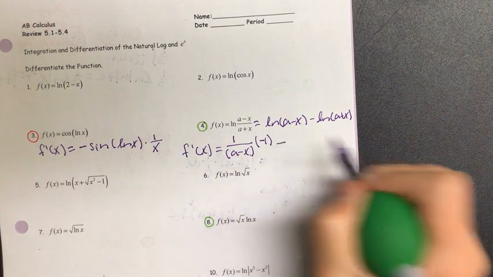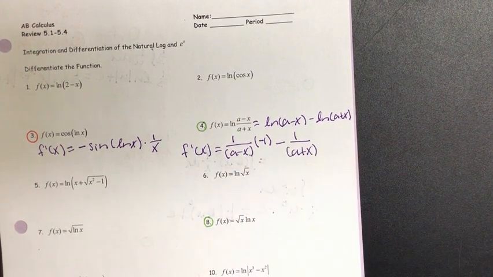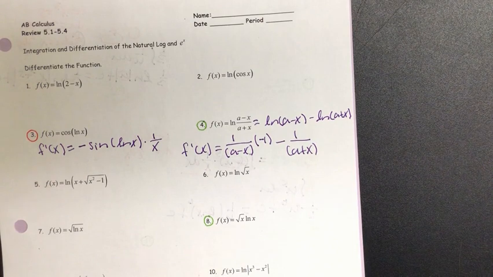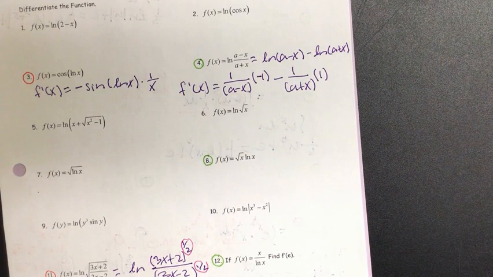Then I have minus 1 over the second argument. And what's the derivative of the variable x on the bottom? Positive 1. And I know you don't need it, but I'm going to leave that alone. And that's it. Not too bad.